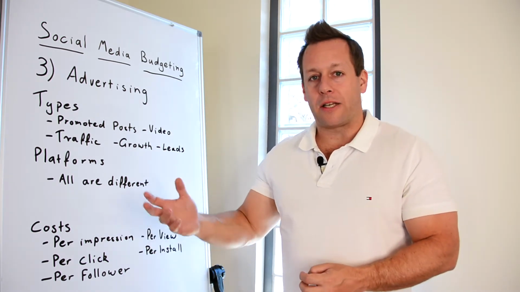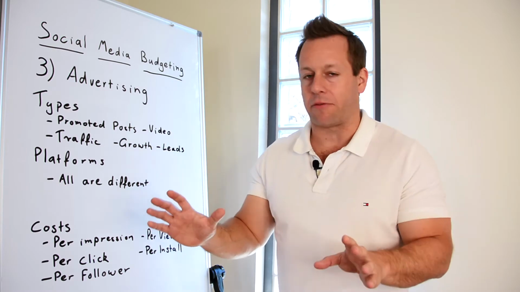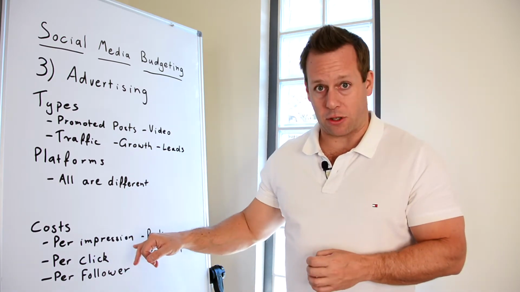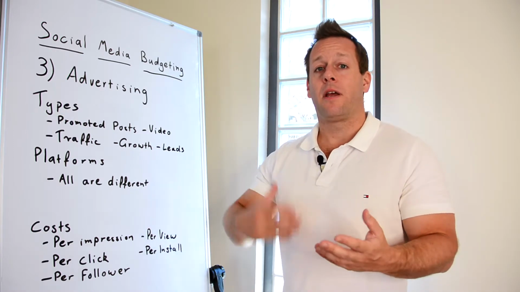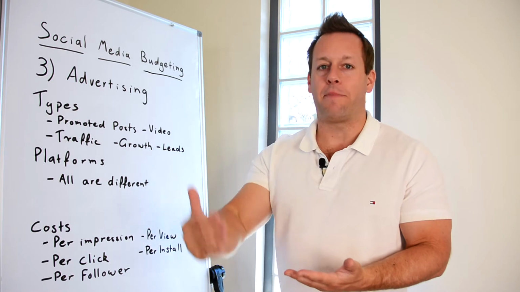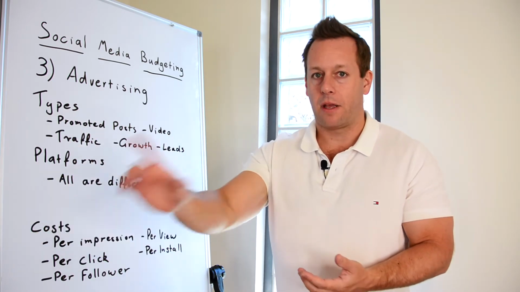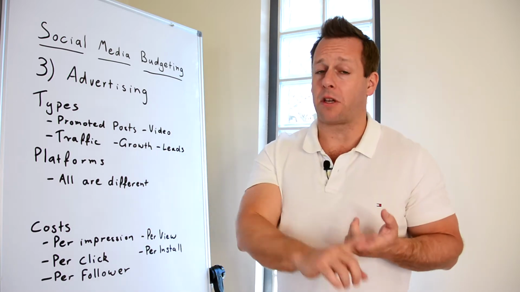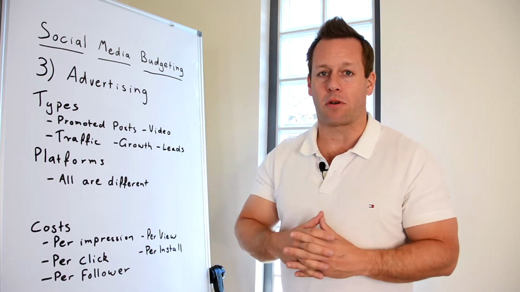Adverts on social are charged any number of different ways. The most common one is per impression. Per impression means it's a price that you pay per 1,000 people that see your content. Bear in mind here, it is 1,000, not one. So you're paying per 1,000 people that see your content.